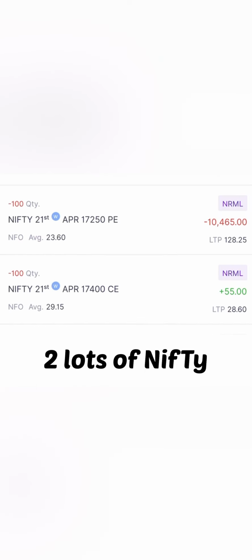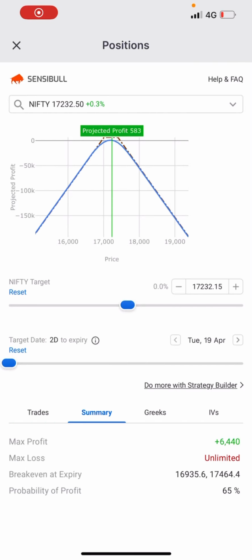Now you see my positions at a premium of 23 rupees for put and 66 for call. And my break even is 16,935 to 17,464 on the 21st of April expiry.